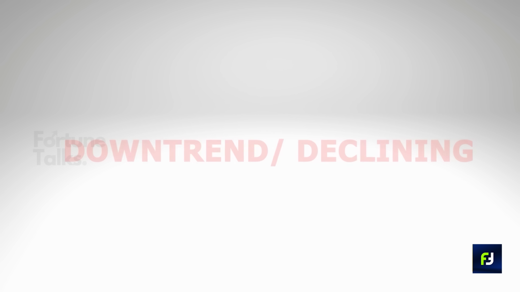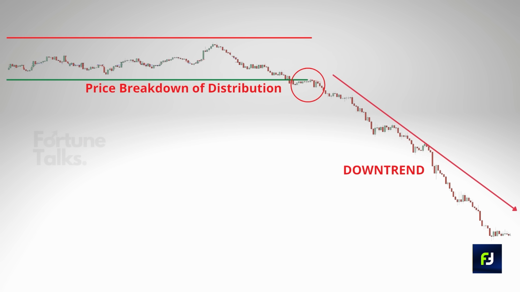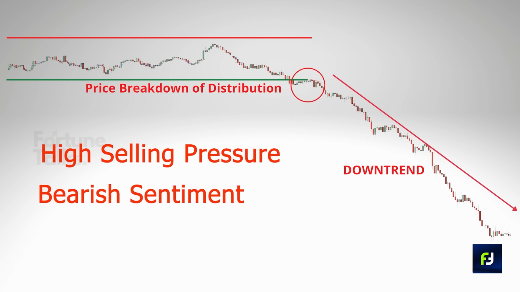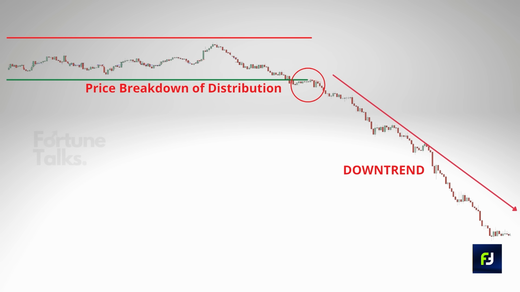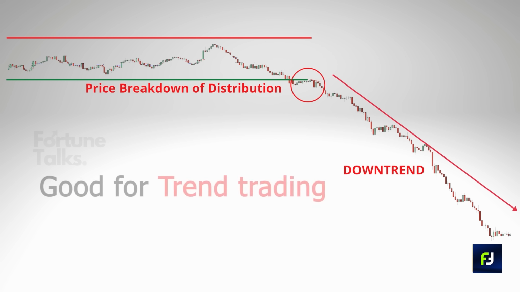The last and the final phase is the downtrend or the declining phase. The declining phase happens when the price breaks down of the distribution phase. During this phase, the selling pressure is high and the market outlook is bearish. Most traders try to cut their losses, and those who don't, well, they remain as long-term investors in the hope that the price will come back up. The volatility tends to be very high due to panic and fear in the market. So this is a good time for trend traders who can short the market and get hold of good profits.